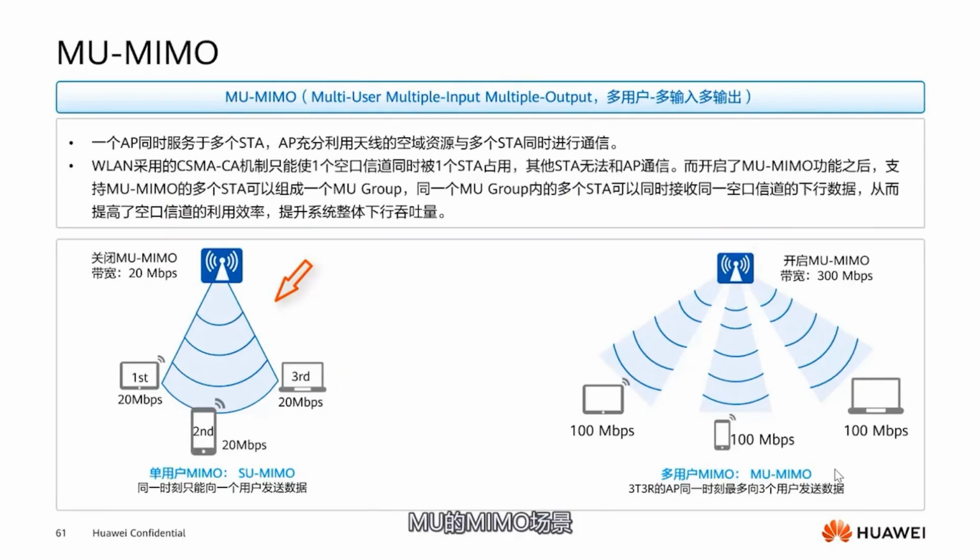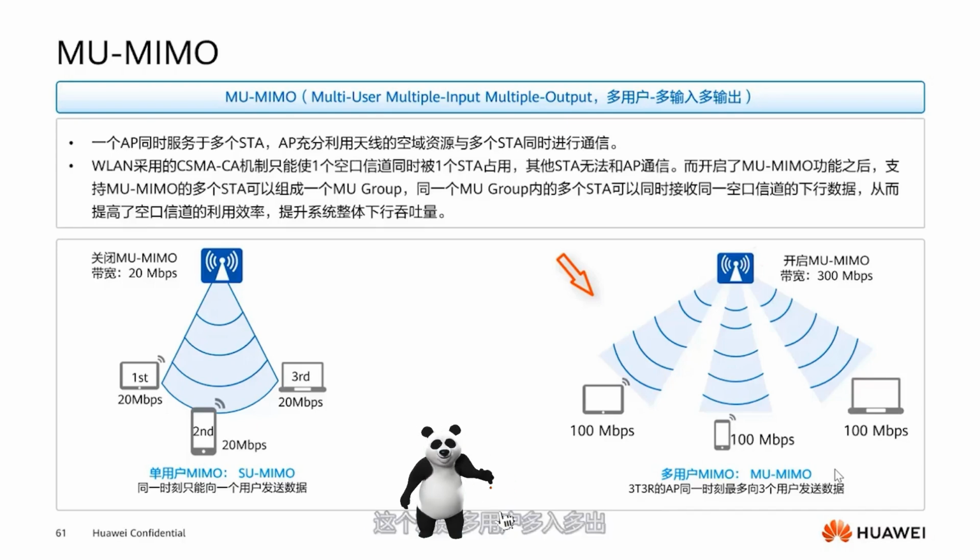On the left is a non-MU-MIMO scenario, for example, with a bandwidth of 20 megabits per second, where these three terminals each have 20 megabits per second bandwidth and can only send data to one user at a time. On the right, with MU, the AP has 300 M, and the three terminals share the AP's bandwidth, but it can send data to multiple users simultaneously. This is multi-user multiple input, multiple output, MU-MIMO.